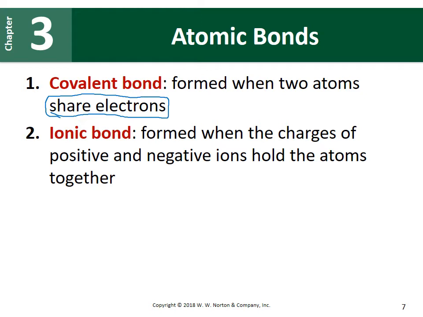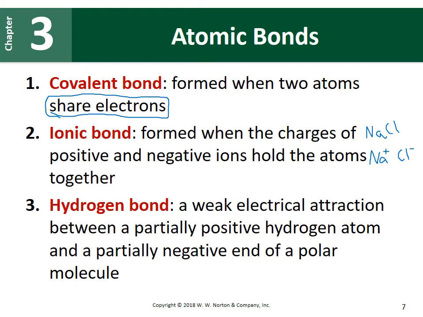A good example of this is sodium chloride or table salt. How sodium and chloride hold together is they use an ionic bond. Sodium will lose an electron and become positive. Chlorine gains an electron, so it will have a negative charge. That positive sodium and negative chlorine attract each other and form an ionic bond.